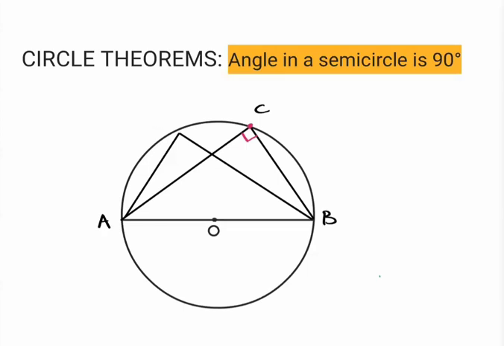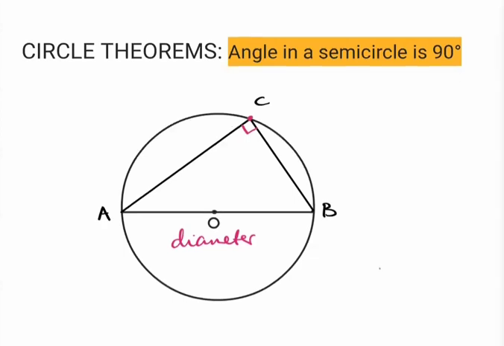So keep in mind, this theorem works under those two conditions. What is our first condition? The line AB must be a diameter. What's the second condition? The angle in that triangle formed with the diameter must be on the circumference. If this is true, then no doubt that angle is 90 degrees.